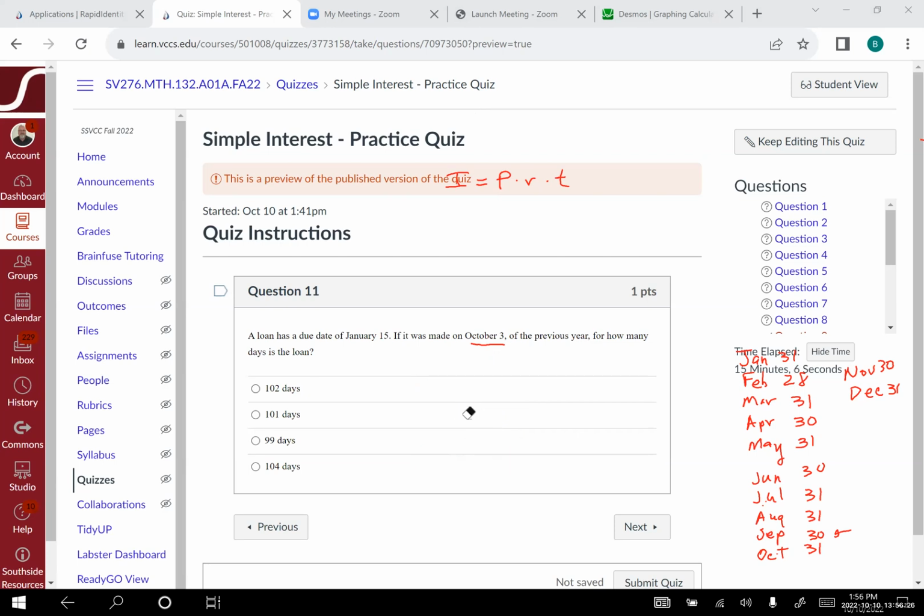Okay, a loan made on October 3rd, due the following January 15th. So the months involved are October, November, December, and part of January. So part of October and part of January.